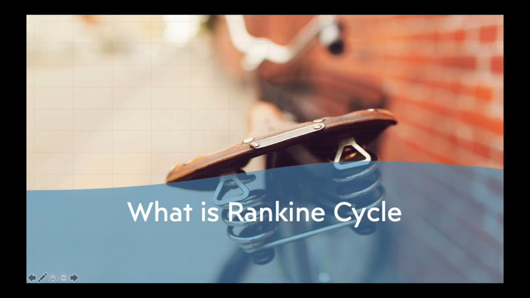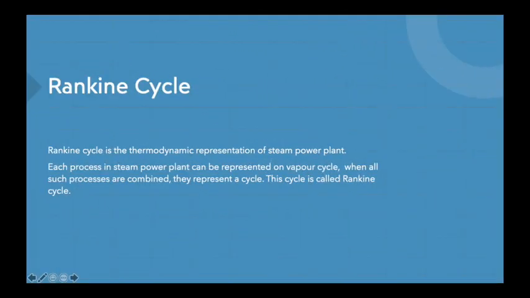Now, if I have to talk about the definition of a Rankine cycle in one line, I would say it's just a thermodynamic representation of a steam power plant. But if I have to elaborate, then I would say that in a steam power plant there are various processes which are happening. It's compression, it's expansion, it's heating, it's cooling. So even a single process is carried out in multiple stages.